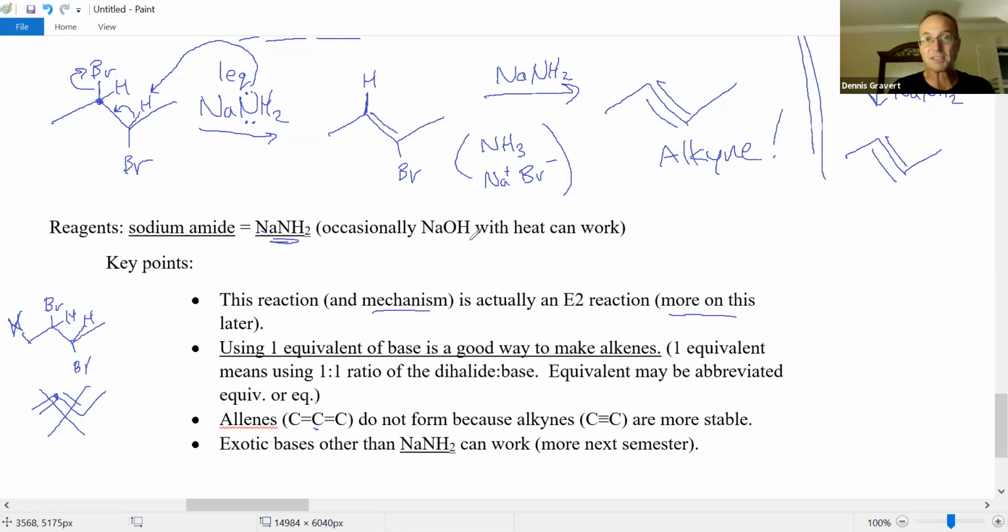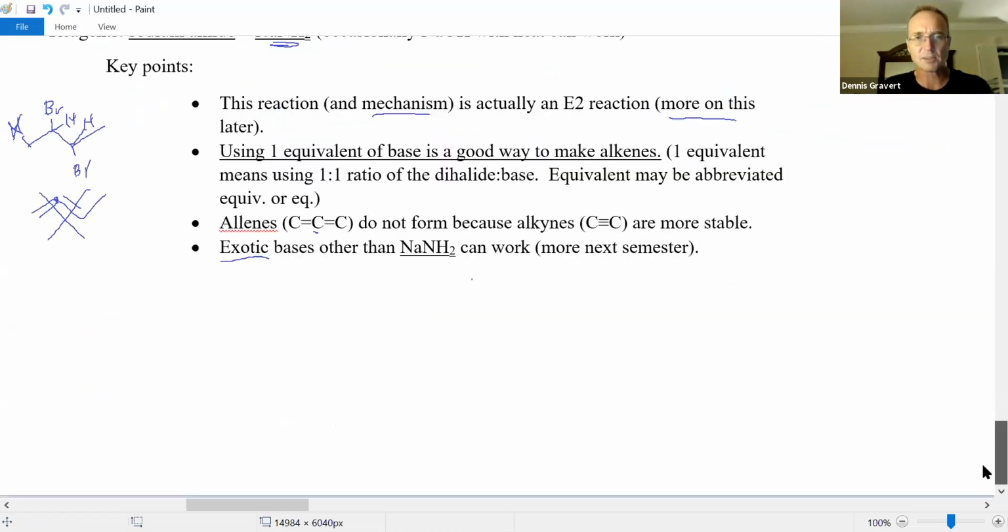And then we already mentioned in the previous reaction, NaNH2 is not special. It's a good base, but there are other bases, some exotic bases. We'll see that next semester. Planting a little seed, just to let you know that there are other bases that can make triple bonds. Okay, I think that's it in terms of new reactions.